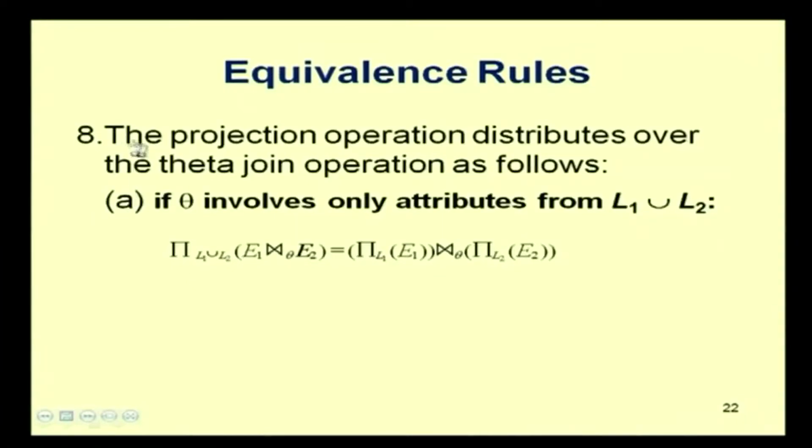Then finally, you have an eighth rule: the projection operation distributes over the theta join operation as follows. Suppose you have a projection L1 union L2 and you have a theta join between E1 and E2, you can write this as projection of L1 on E1 theta join projection of L2 on E2, like this.